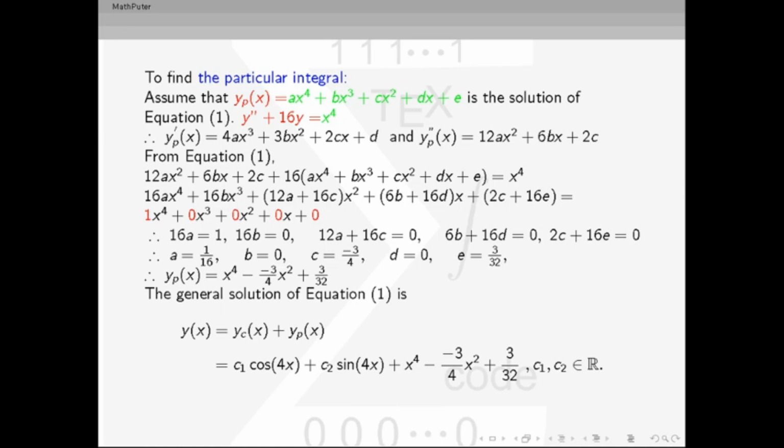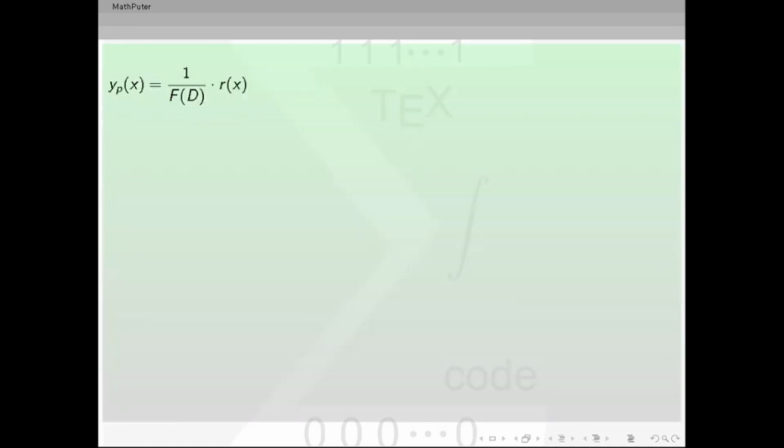Okay, so now let us discuss how do you find yp(x) by another method. These shortcut methods we have already seen in the case 1 and case 2. Now for the polynomial case also we are going to discuss the same thing. So we have yp(x) is this, 1 upon f(D) into r(x). What is f(D)? It is D square plus 16. And what is r(x)? r(x) is x raised to 4.